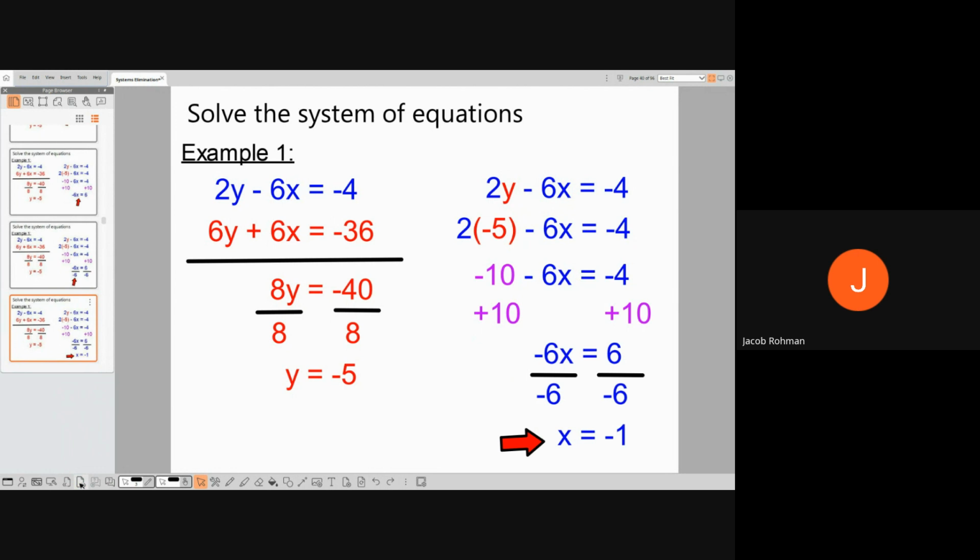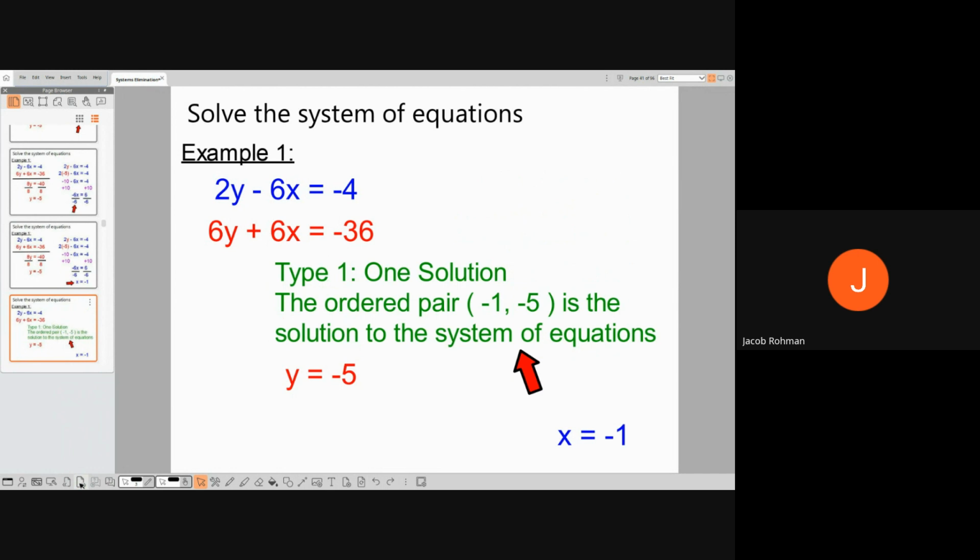So we would say then the solution to this system of equations is one ordered pair, which is -1, -5. And that's our type 1 solution.